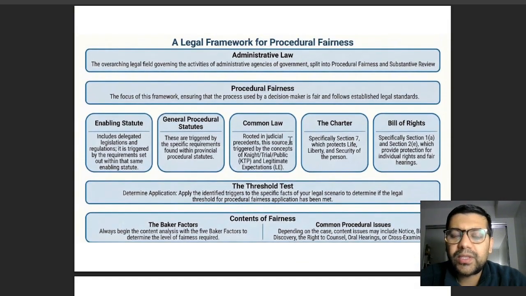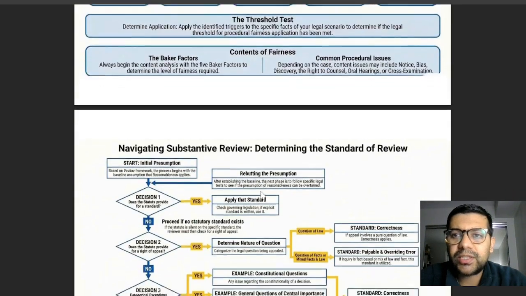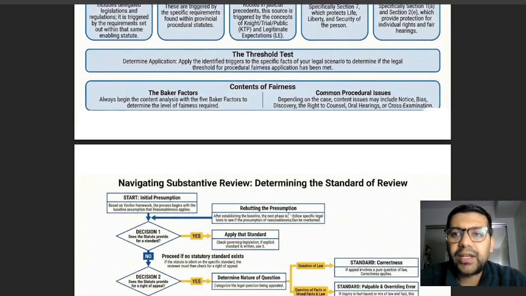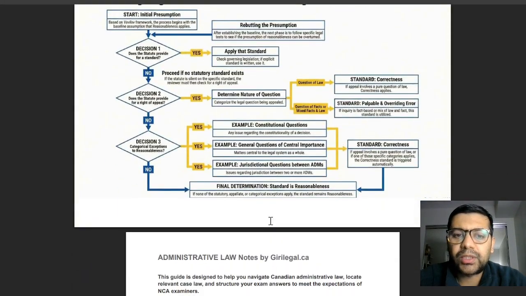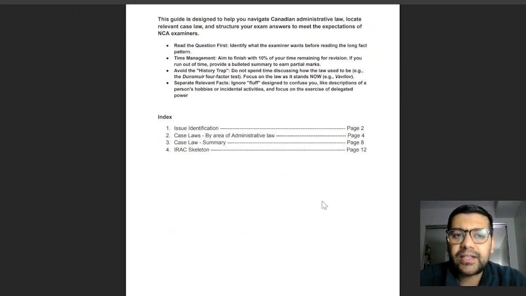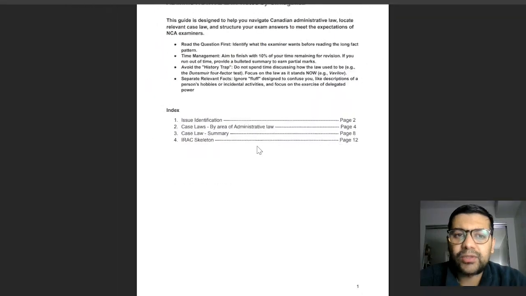And so is the case with the procedural fairness, where you can just go through which is the source that is triggering the procedural fairness. I will go through how you need to use it, but these are the two navigating charts that I have given on the very first and the second page, so you do not have to turn your pages. Second, as I said, is this PDF for about 12-15 pages for these four sections.